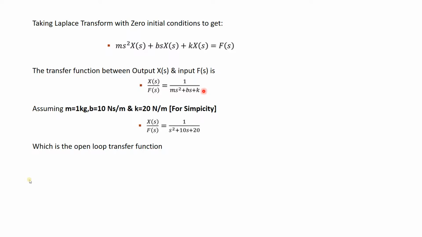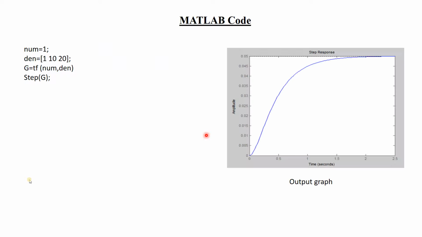It is 1 by m s square plus b s plus k. Suppose the mass m is 1 kg, the dashpot coefficient b is 10 Newton second per meter, and the spring constant k is 20 Newton per meter. So just replacing the values of m, b and k, it becomes 1 by s square plus 10s plus 20, which is the open loop transfer function. It is a second order type 0 open loop transfer function.